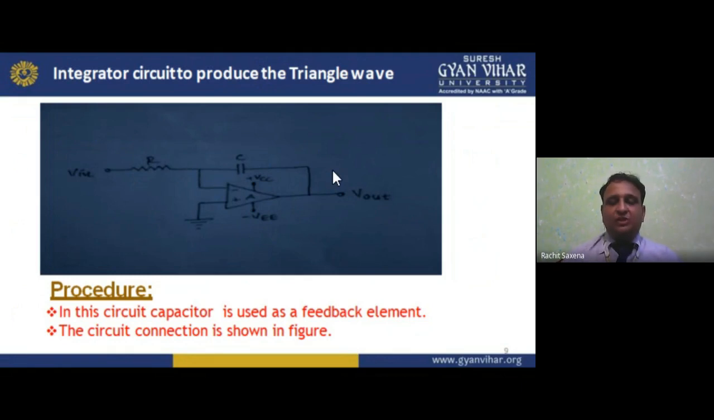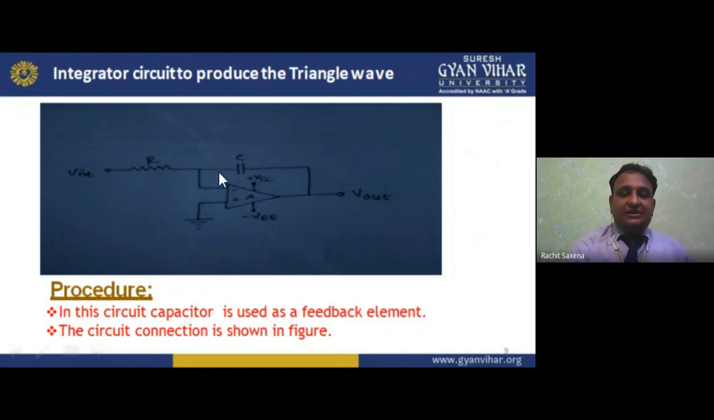Which waveform, my dear student? The triangle waveform through this. So I hope you understand how it is produced. It is produced with the help of this integrator. So the integrator circuit to produce the triangle wave is shown here.